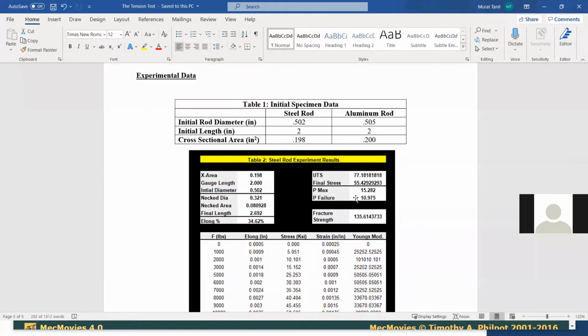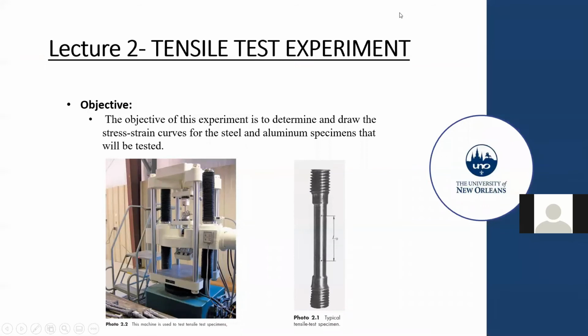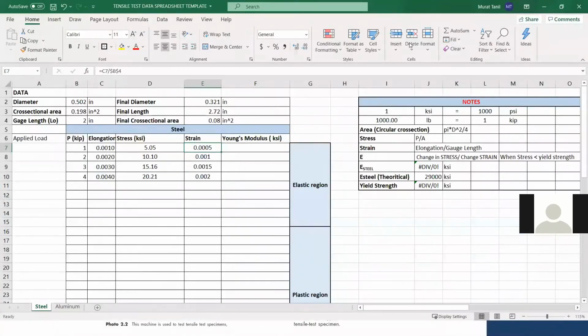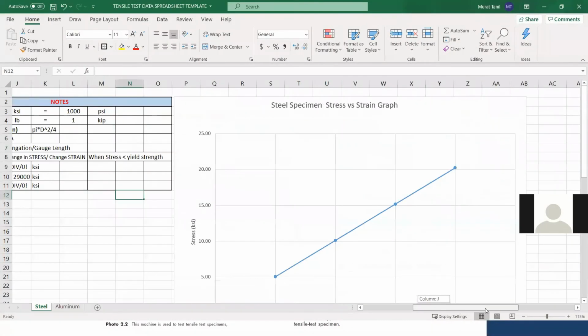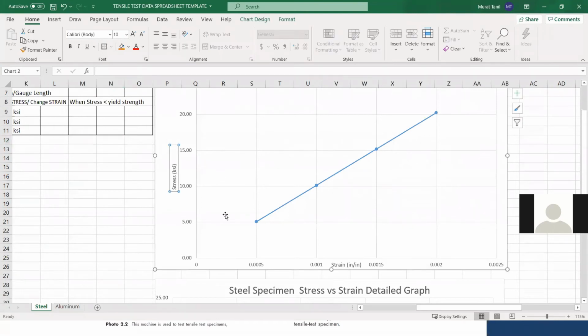So when you go back to the spreadsheet, right here, this is your horizontal axis. You have your strain, you label it, and then you have your stress on the vertical axis.